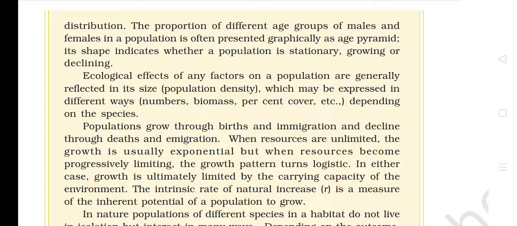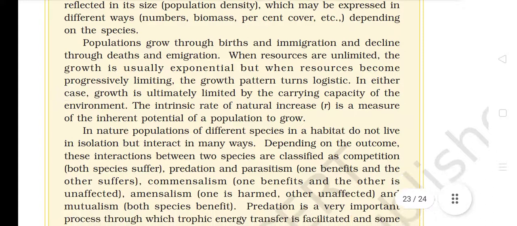Ecological effects of any factors on a population are generally reflected in its size, population density, which may be expressed in different ways, numbers, biomass, percent cover, etc., depending on the species. Populations grow through births and immigration and decline through deaths and emigration. When resources are unlimited, the growth is usually exponential, but when resources become progressively limiting, the growth pattern turns logistic. In either case, growth is ultimately limited by the carrying capacity of the environment. The intrinsic rate of natural increase, r, is a measure of the inherent potential of a population to grow.